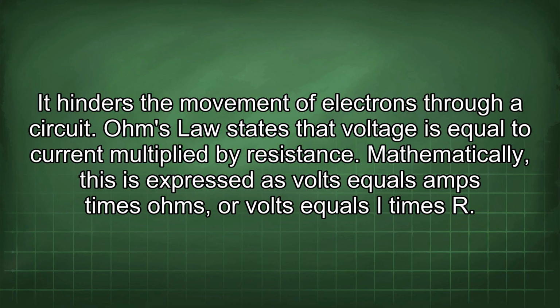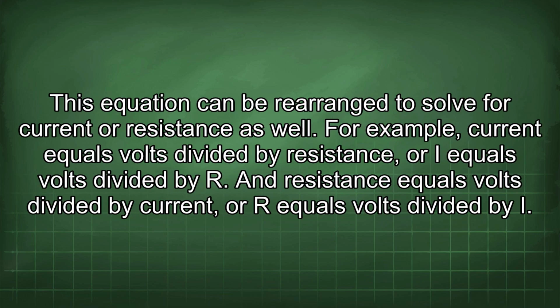Ohm's law states that voltage is equal to current multiplied by resistance. Mathematically, this is expressed as volts equals amps times ohms, or V = I × R. This equation can be rearranged to solve for current or resistance as well. For example, current equals volts divided by resistance, or I = V/R, and resistance equals volts divided by current, or R = V/I.